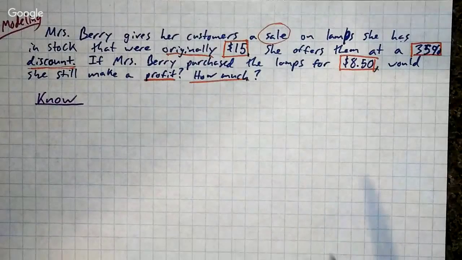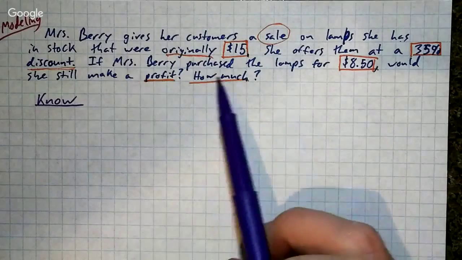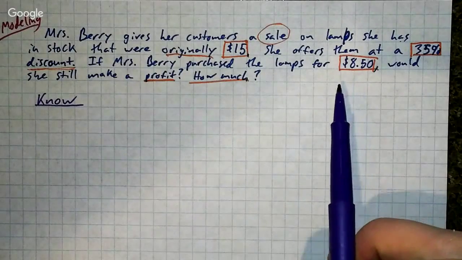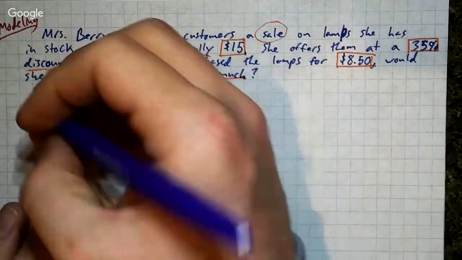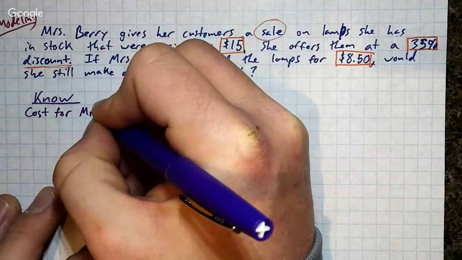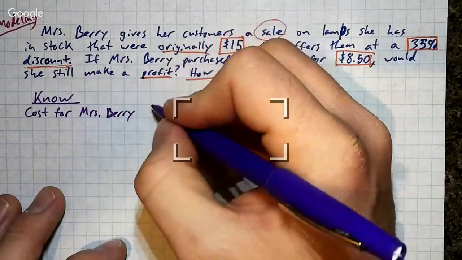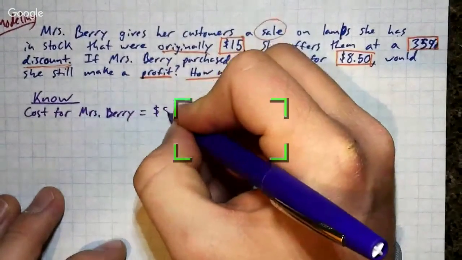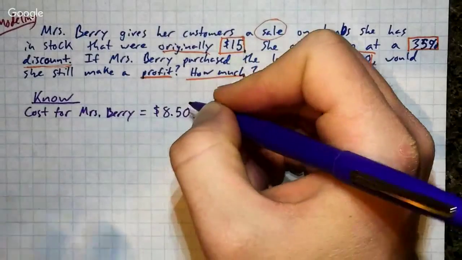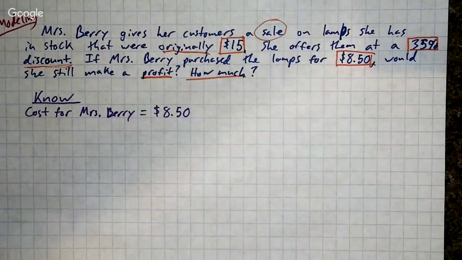Let's go through this sort of as a story in chronological order. Mrs. Berry, the first thing she did to get the lamps was she had to buy the lamps for $8.50. So the cost for Mrs. Berry, we know that, is $8.50. Each of those lamps cost her $8.50. What else do we know?